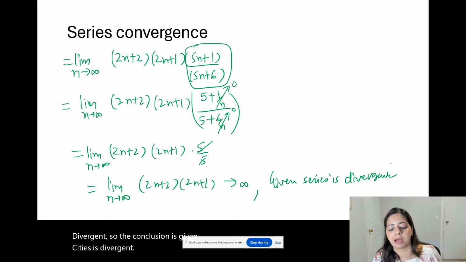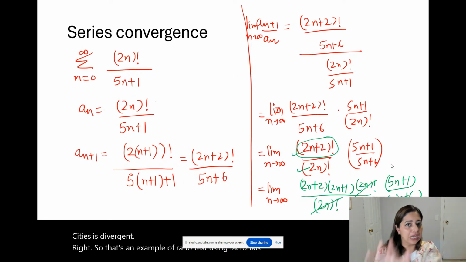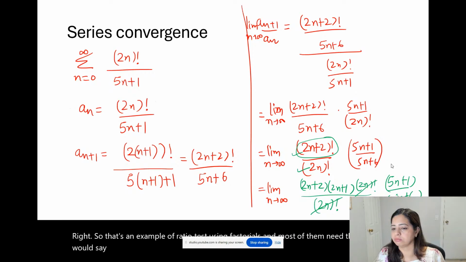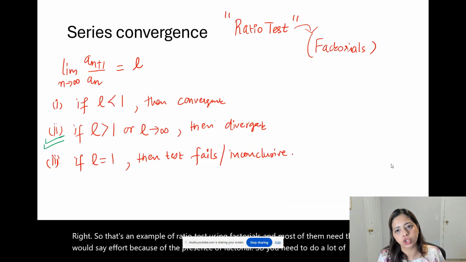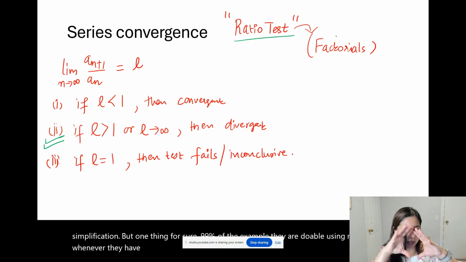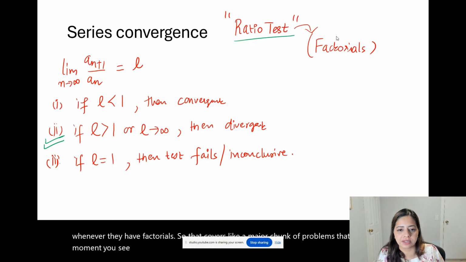So that's an example of the ratio test using factorials, and most of them need this much effort, I would say, because of the presence of factorials. So you need to do a lot of simplification. But one thing for sure, 99% of the examples with factorials are doable using the ratio test. So that covers a major chunk of problems: the moment you see factorials, use the ratio test.